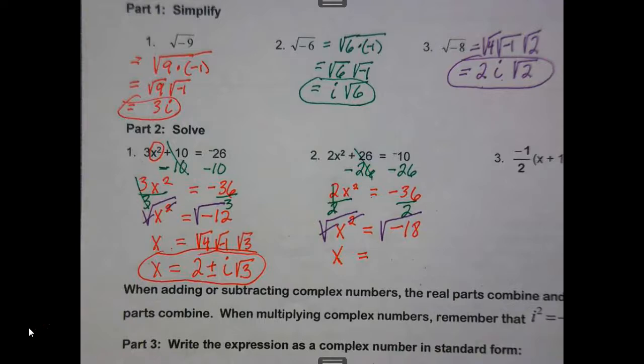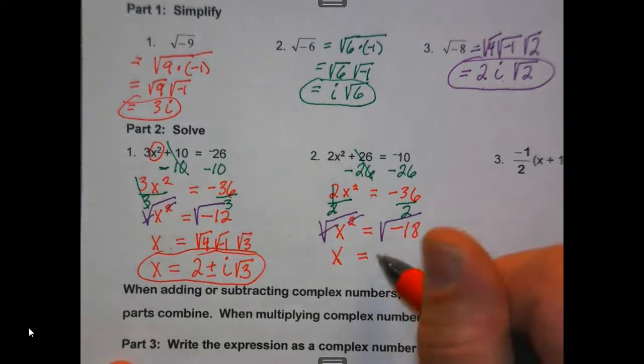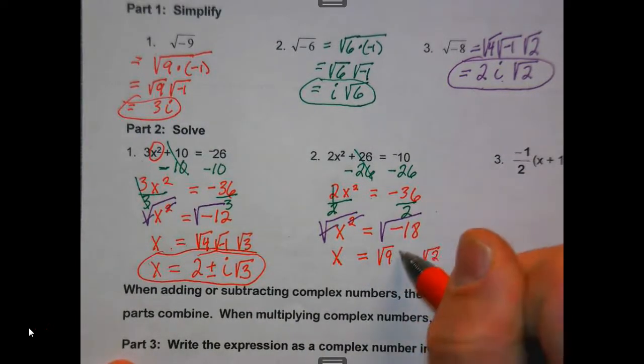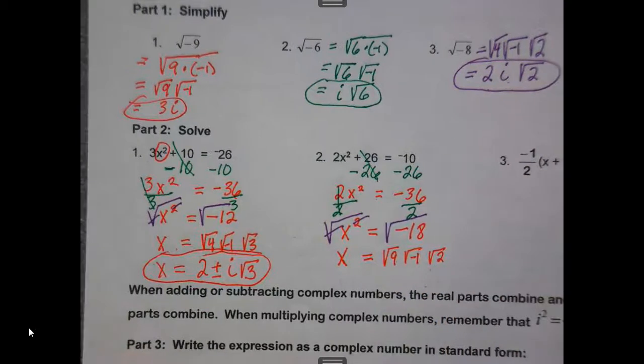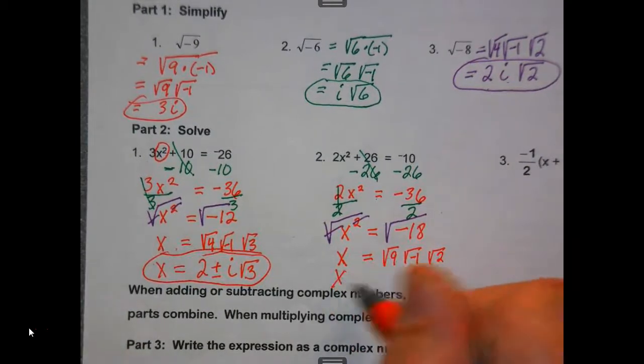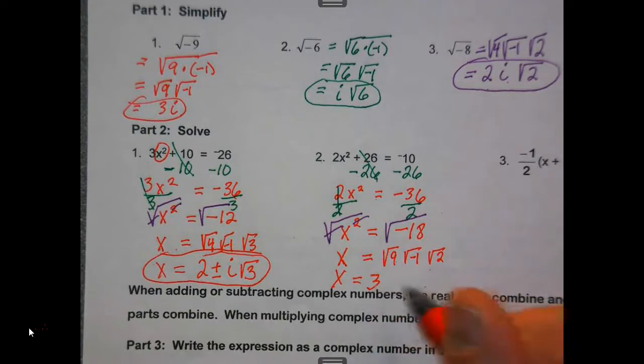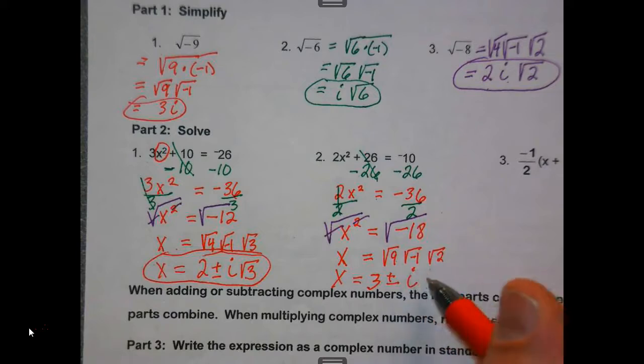X squared equals negative 18. Okay, square root both sides. All right, square root of 18. What am I going to use? 9 and 2, right? The square root of 9 times the square root of 2. Then I have my square root of negative 1. So x is going to equal plus or minus, let's put our rational number of 3. Yeah, we've got to put our 3 first. Plus or minus 3i square root of 2.